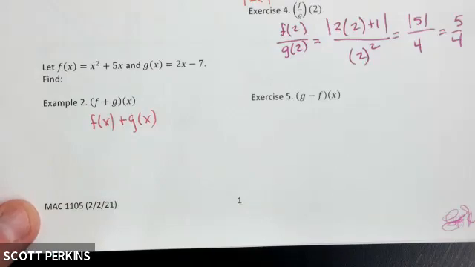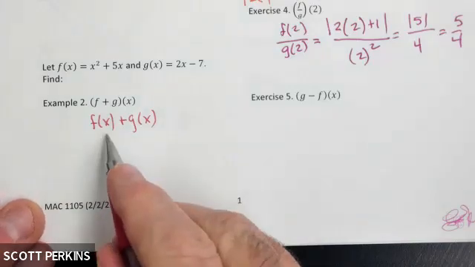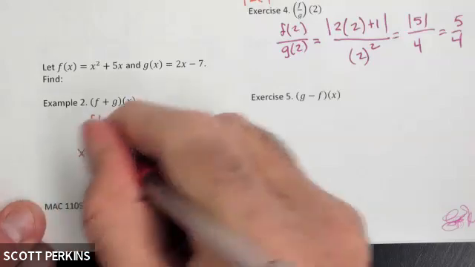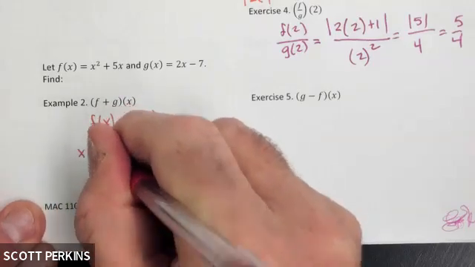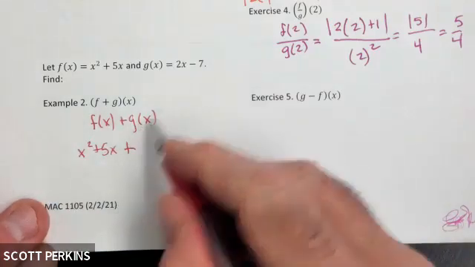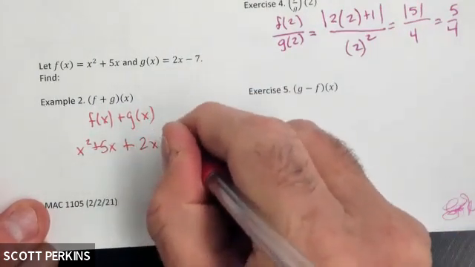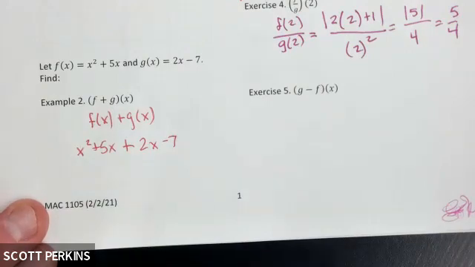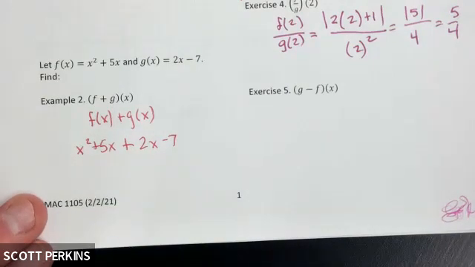I don't have any values to plug in, so I'm just going to use the functions themselves. So f of x is x squared plus 5x. This is function addition, so plus. Then g of x is 2x minus 7. So I've just plugged the appropriate function in the appropriate place. At this point, if there is any simplifying you can do, like in this case, we have like terms, or if you can distribute something, then go ahead. If there's not anything that you can do, then you are done with the problem.